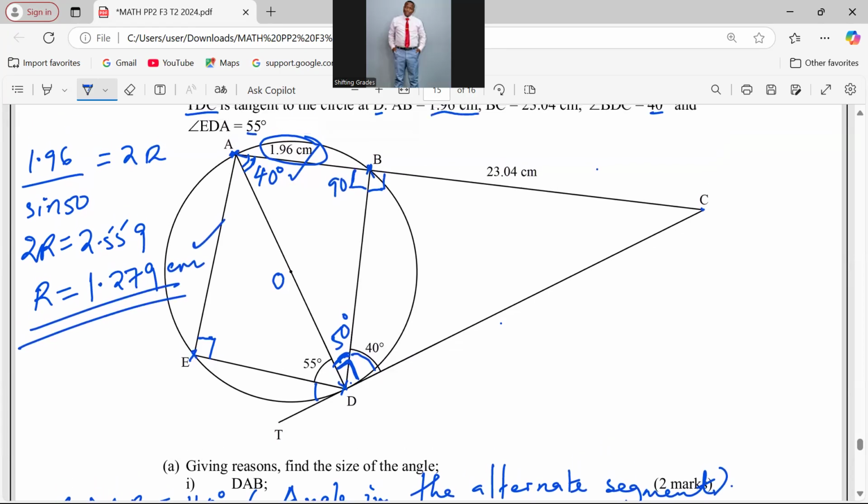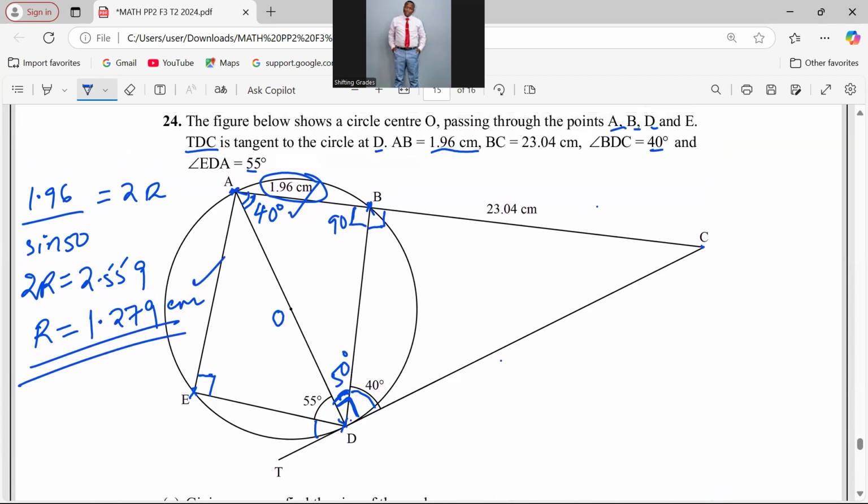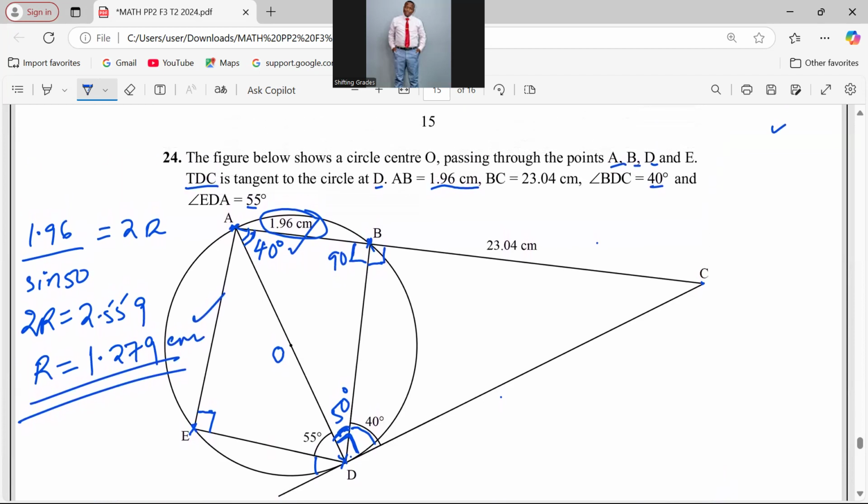So you can see we are getting the same answer after using the sine rule as we are getting after using the trigonometric ratios. So that is it.